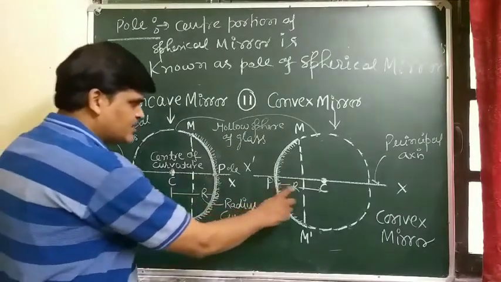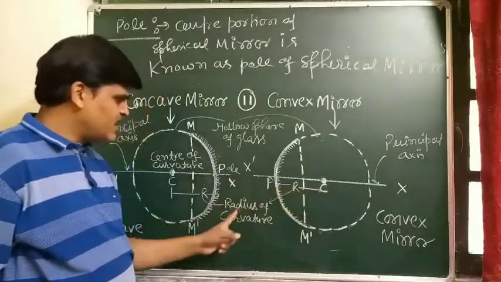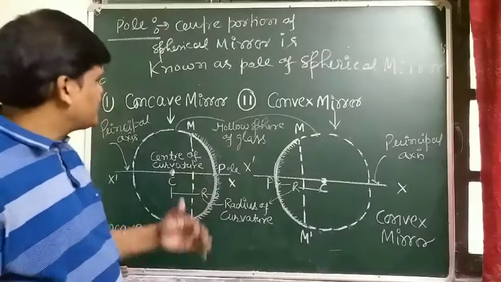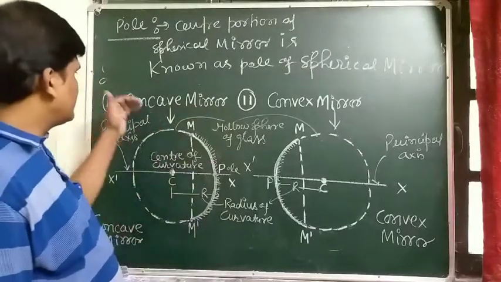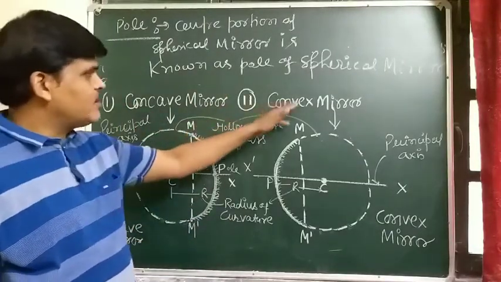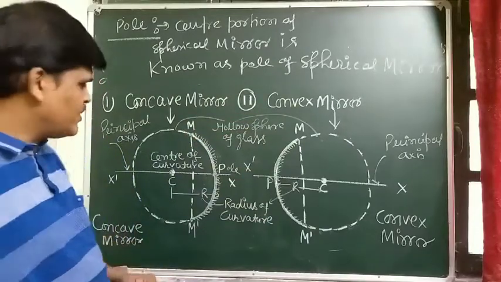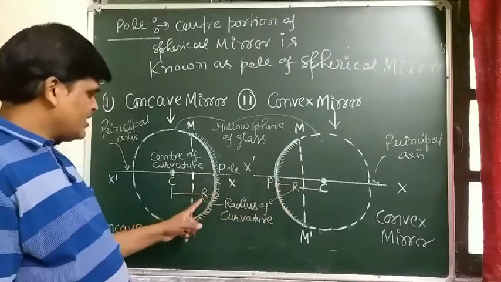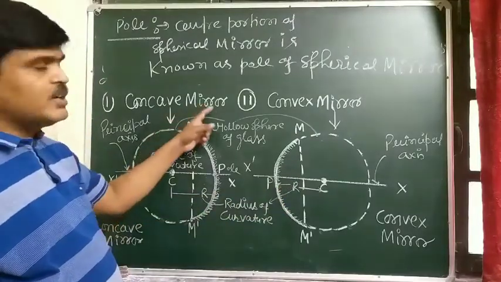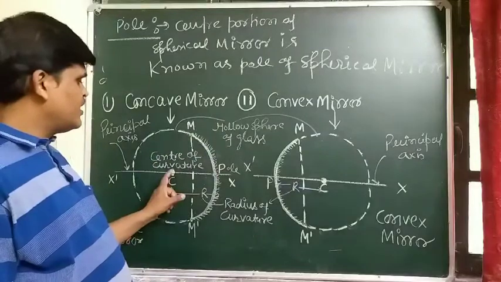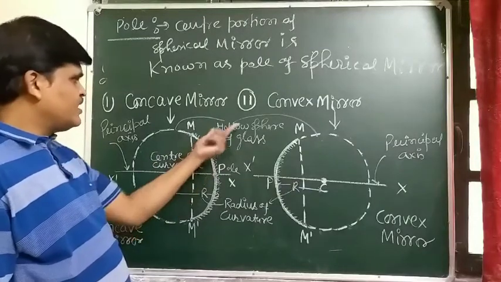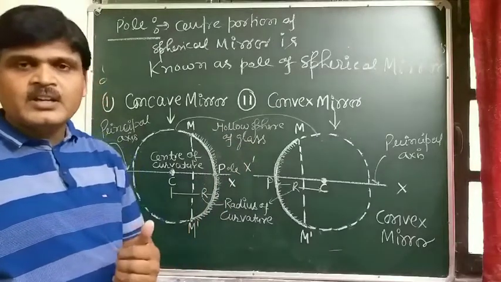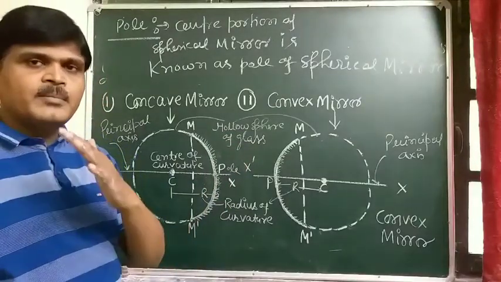Next one is what? R. This is R for both cases. R is the radius of curvature. So what is radius of curvature of a spherical mirror, concave mirror as well as convex mirror? Listen carefully. Radius of curvature, this is R. Radius of curvature of a spherical mirror is the radius of the hollow sphere of glass of which the spherical mirror is a part.